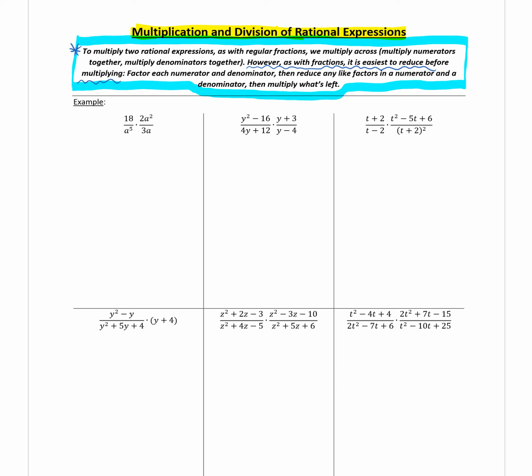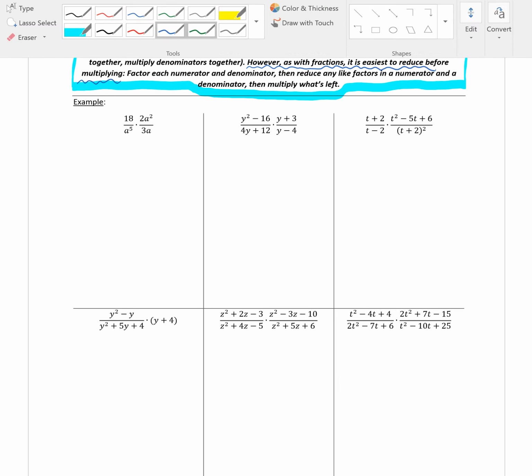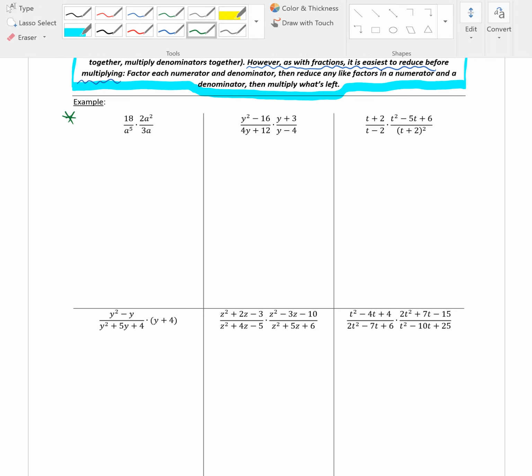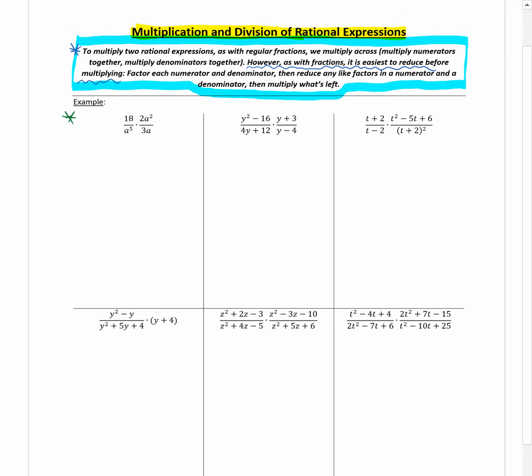Okay, so let's just try this first one because it's pretty nice. It's not too crazy. So this first example up here in the top left, you have 18 over a to the 5th, 2a squared over 3a, and you're supposed to be multiplying those. But it'll be a lot easier, especially in the more complicated problems, to first reduce and then multiply.